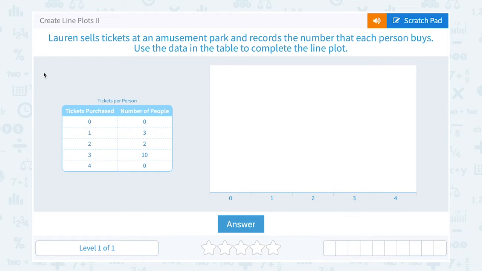Let's take a look at how to create line plots. Lauren sells tickets at an amusement park and records the number that each person buys. Use the data in the table to complete the line plot.